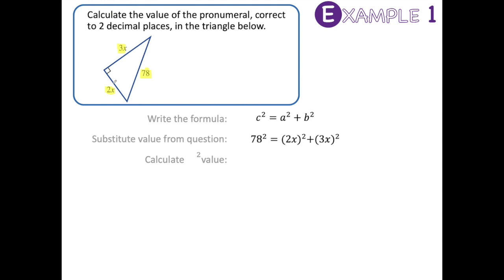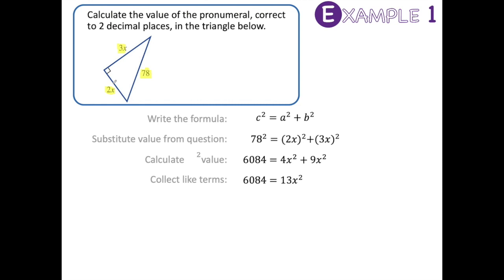So 78 squared is going to be 6,084. 2x squared is going to equal 4x squared because I've got to square both terms inside the bracket. And 3x squared is going to equal 9x squared. So I can simplify that by collecting my like terms. So 6,084 is going to equal 13x squared.